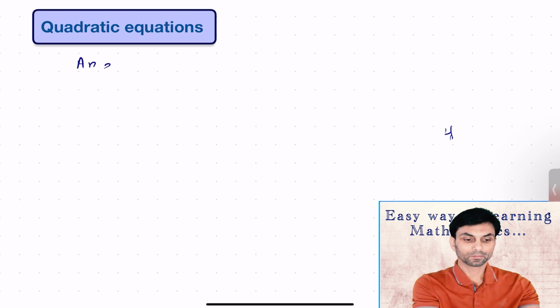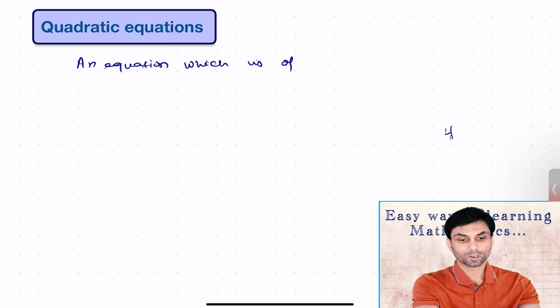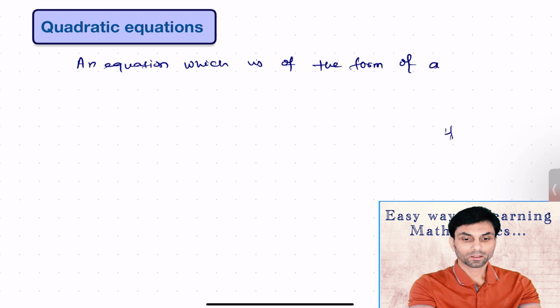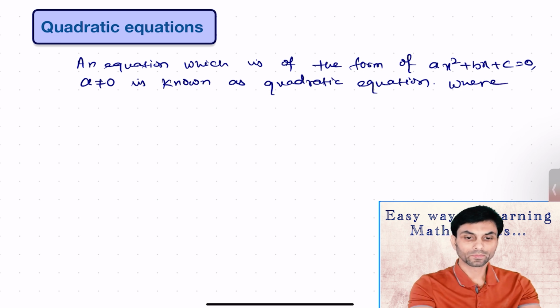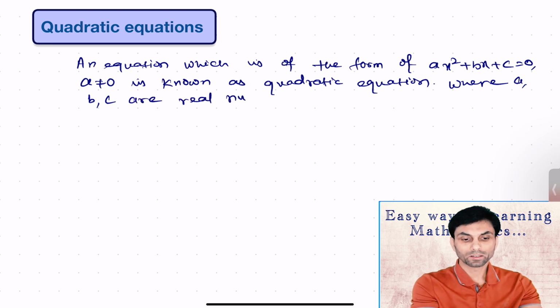So an equation which is of the form ax square plus bx plus c equal to 0, where a is not equal to 0, is known as a quadratic equation, where a, b and c are real numbers.